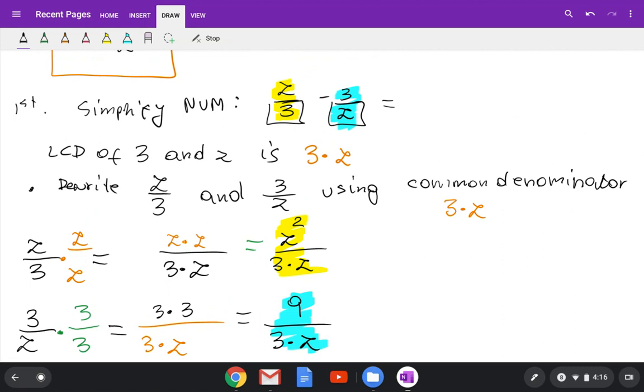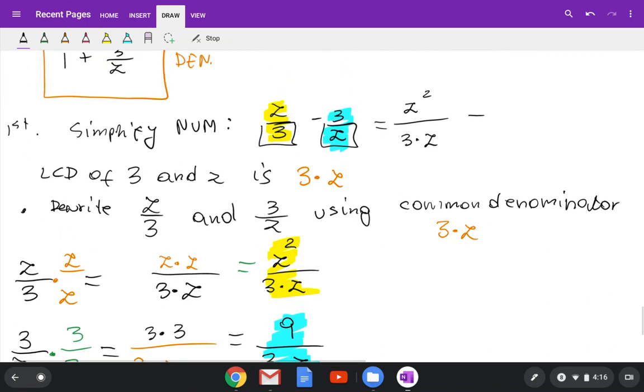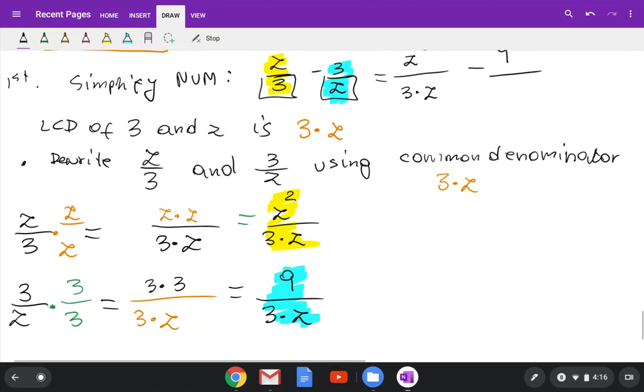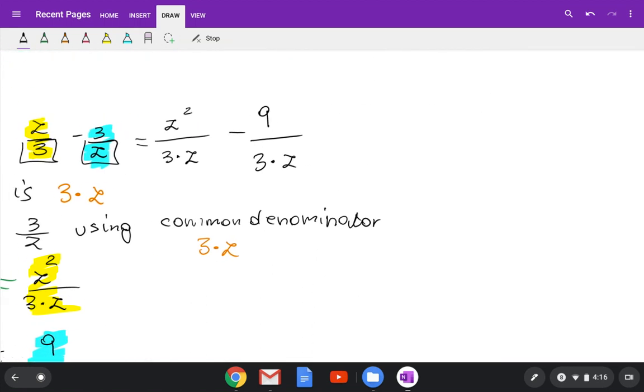So we have z over 3, which is the same as z squared over 3 times z, minus 3 over z, which is equivalent to 9 over 3 times z. Okay, so now you can subtract those fractions because we have a common denominator. So copy the common denominator, which is 3 times z, and just work with the numerator. So you have z squared minus 9.